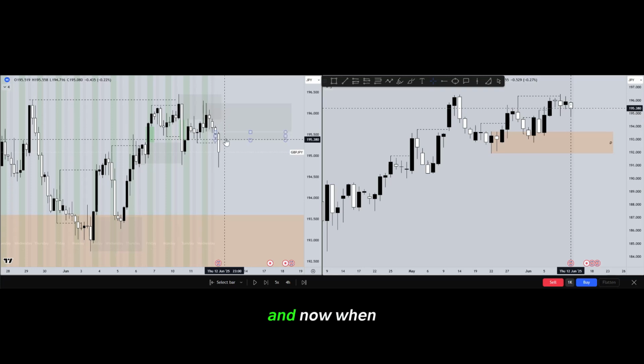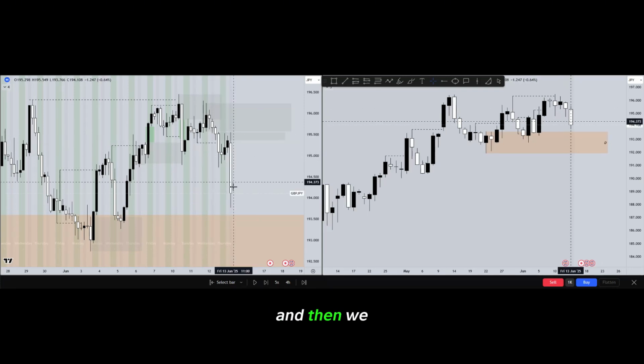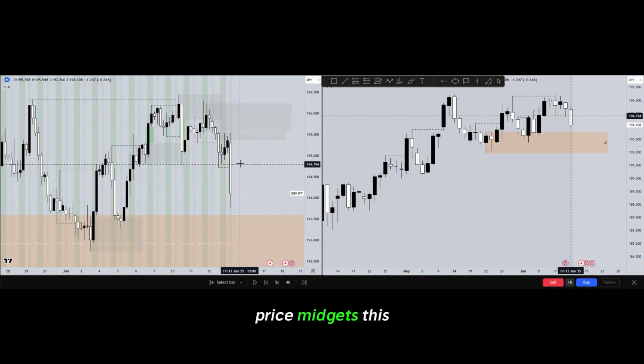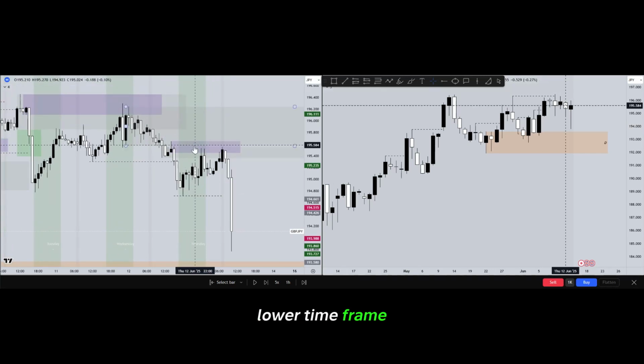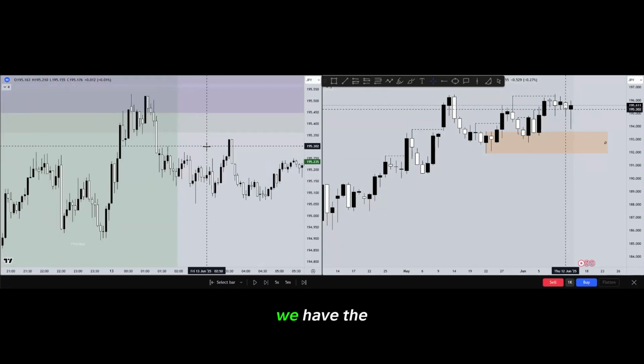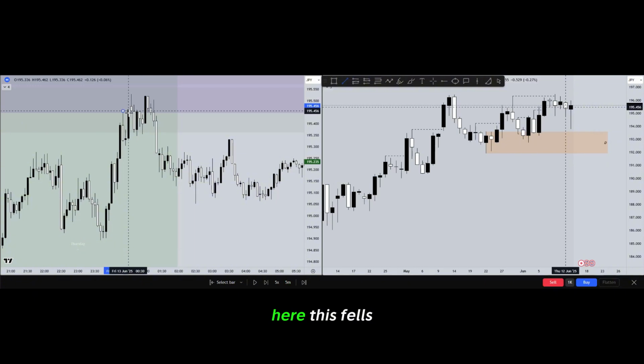So this is the flip zone, and now when price pulls back to the supply zone, we can look to trade from there. See, price has mitigated this supply zone, and then we have a sharp drop to the downside. Now when price mitigates this supply zone, we can look for the market structure shift in lower time frame. So here, let's go to the 5 minutes. Okay, 5 minutes. What do we have here? We have the break of the strong low here. Okay, break is here. This fails to close above, so this is still the strong higher low.